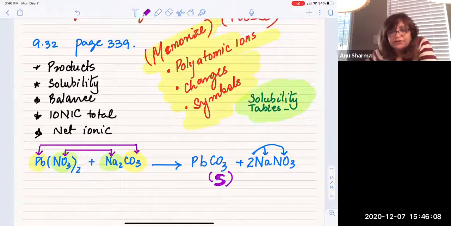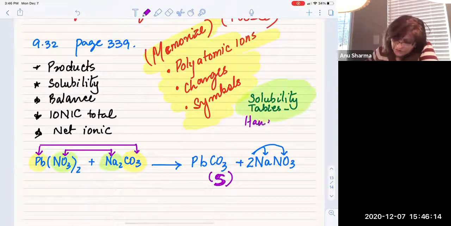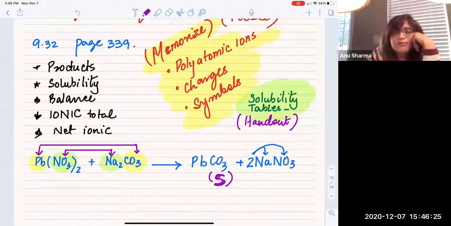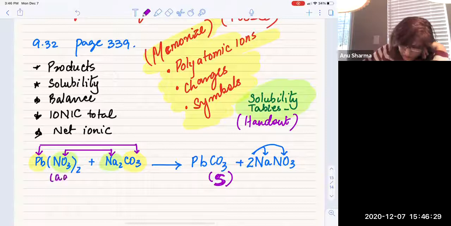Okay. So what about lead nitrate though? Soluble or insoluble? Again, this table is in your handout, so you need to access that information from there. Nitrate, soluble, insoluble? Soluble. All nitrates are soluble, so aqueous.